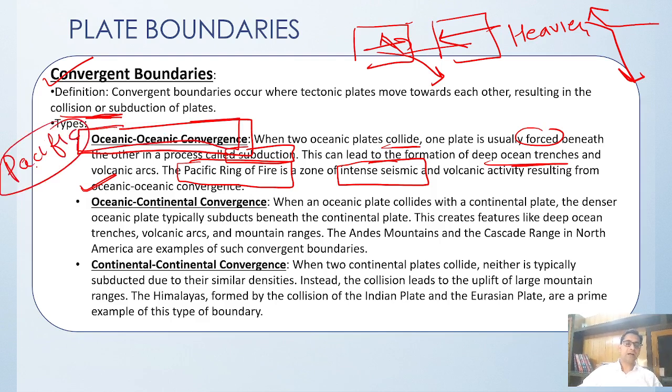Wherever oceans converge, you can see the Pacific Ring of Fire along the Pacific Ocean: Asia, Japan, South America, and North America. This whole area is covered by the Pacific Ocean. You can see it is all the Pacific Ring of Fire.